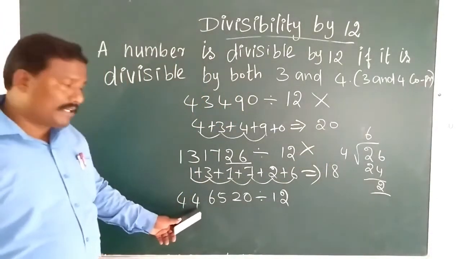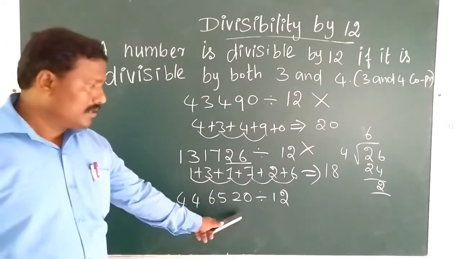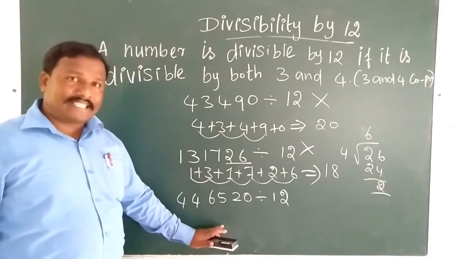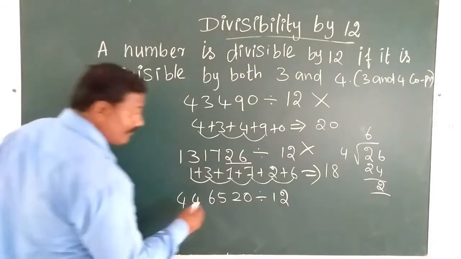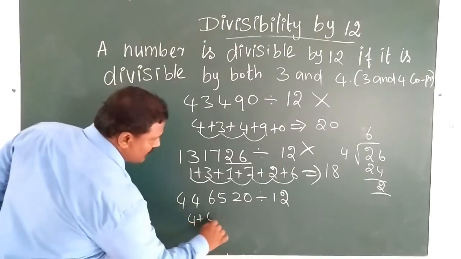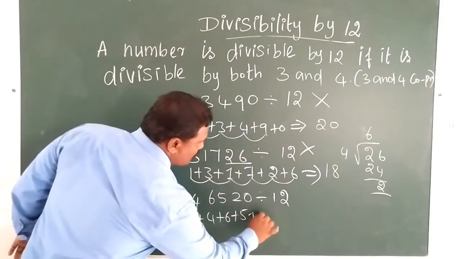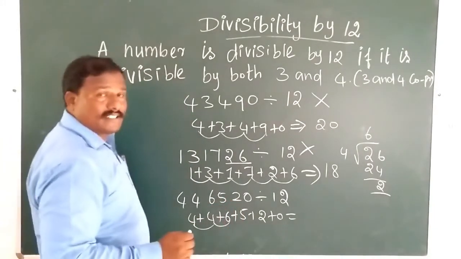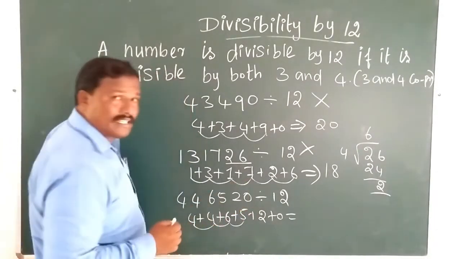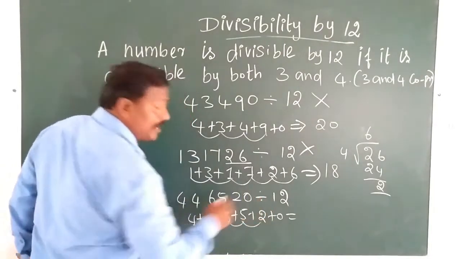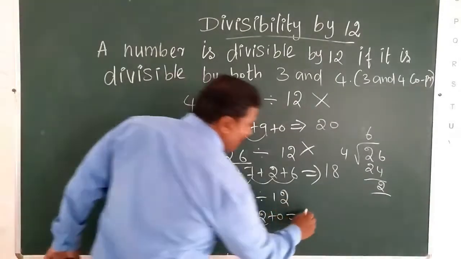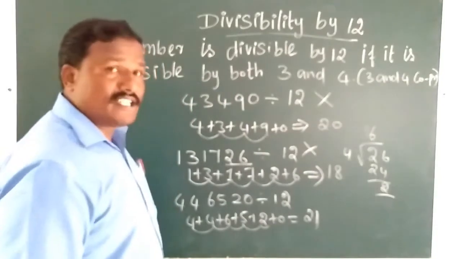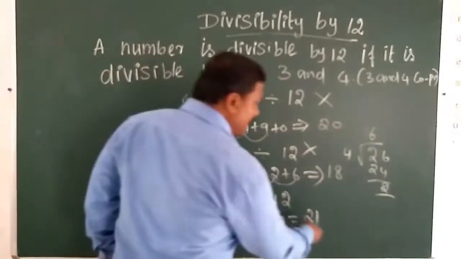So let me take another example. 446520. Can the number be divisible by 12 or not? If you want to know, we have to check divisibility by 3, then after that 4. So what is the rule of 3? Sum of the digits. So 4 plus 4 plus 6 plus 5 plus 2 plus 0: 4 plus 4 is 8, 8 plus 6 is 14, 14 plus 5 is 19, 19 plus 2 is 21. So 21 is the sum of the digits. Is 21 a multiple of 3 or not? Yes, 21 is a multiple of 3. So it is divisible by 3.